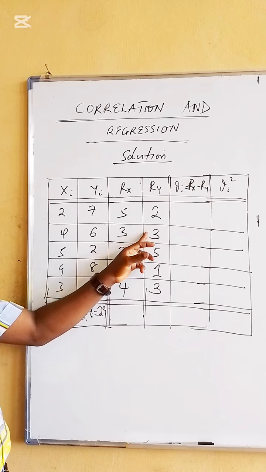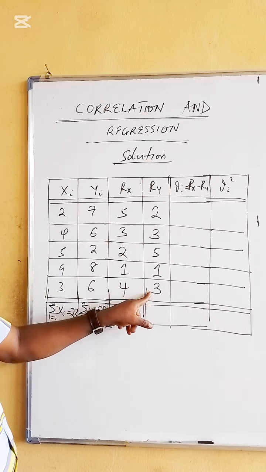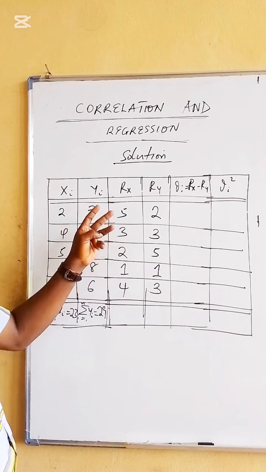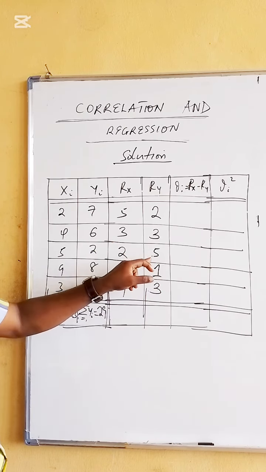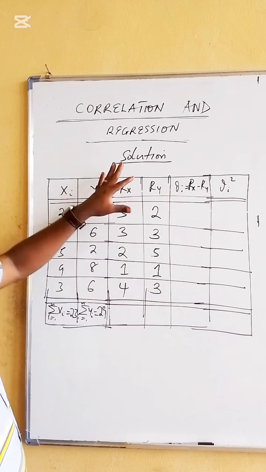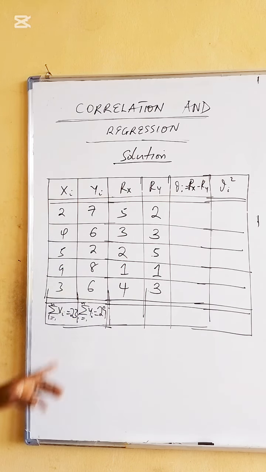Just because you've ranked these 3 and 3 does not mean the next should be 4. This one has taken 4. If there were 3 of them, it would have been 3, 3, 3, meaning that you will start the next number to them with 6. Okay? So that's how to rank when you have one number occurring more than once. So please take note of that.